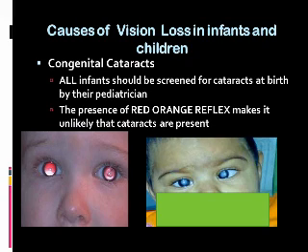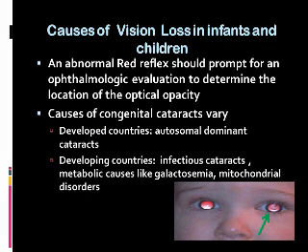Another common condition causing vision loss in infants and children is congenital cataracts. All infants should therefore be screened for cataracts at birth by pediatricians. The presence of a red-orange reflex makes it unlikely that cataracts are present. An abnormal red-orange reflex should prompt an ophthalmologic evaluation to determine the location of the optical opacity.